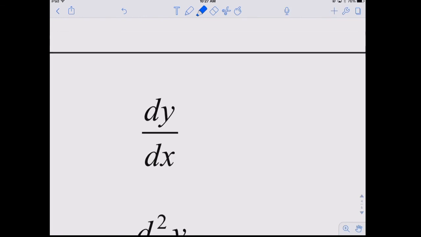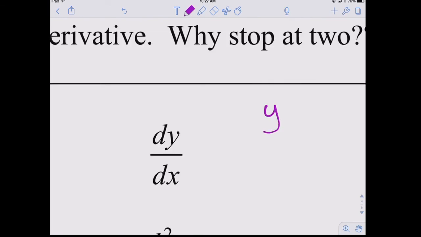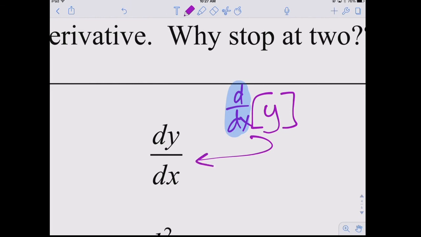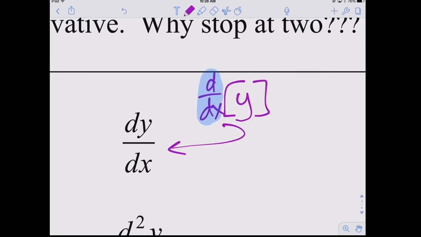Here's why. If I start with the function y, and I take the derivative of it with respect to x, here's the verb. Take the derivative with respect to x. What do we get? We get dy/dx. We're essentially just throwing the y into the numerator. But what happens if I then take the derivative with respect to x of dy/dx?